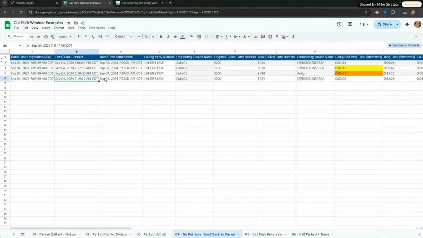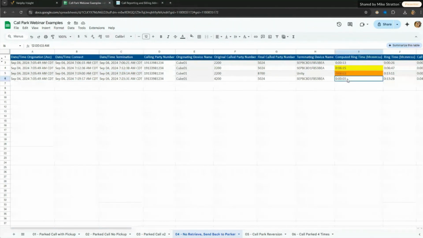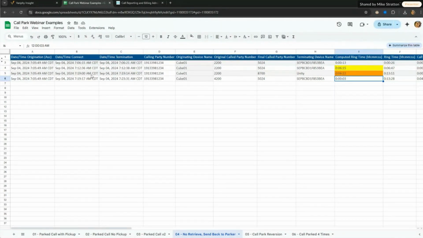So within the call sequences, we do have the computed ring time, where we take the termination time from the previous record and subtract it from the connection time of the next record. So 7:19 and 17 seconds minus 7:19 and 14 seconds gives us a computed ring time of 3 seconds. So when calls are being transferred and you're looking for a true accurate ring time, computed ring time will give you a better value.